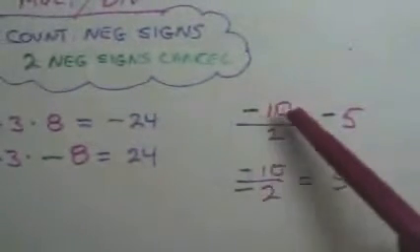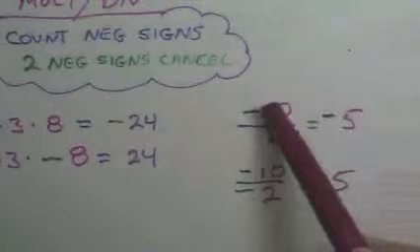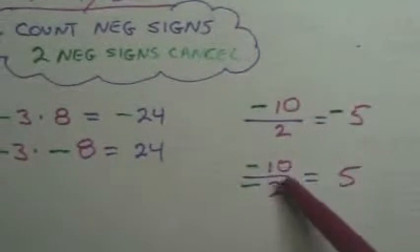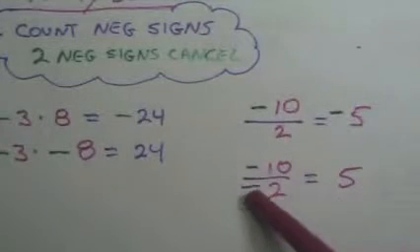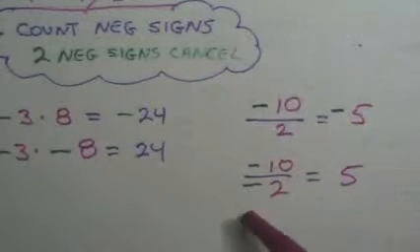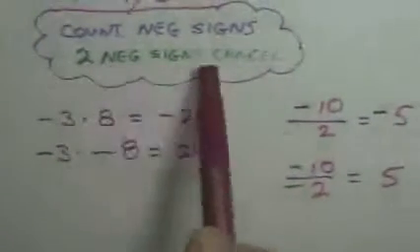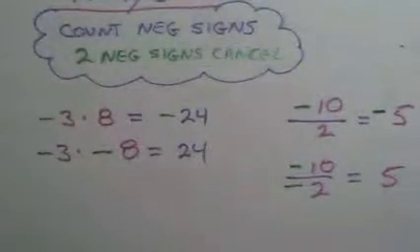Now here, if I'm dividing, 10 divided by 2 is 5. There's 1 negative sign. The answer is negative. Here, 10 divided by 2 is 5, but there's 2 negative signs. 2 negative signs cancel. All right, so that's just it. In multiply and divide, 2 negatives cancel.